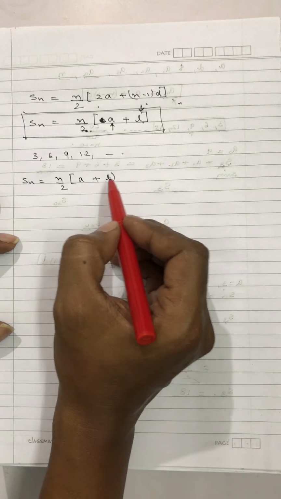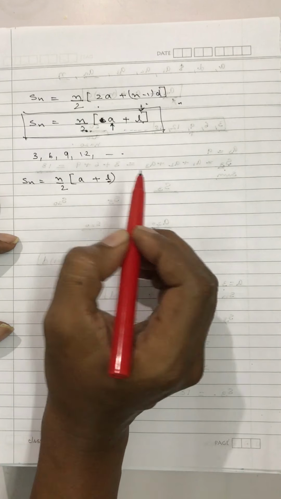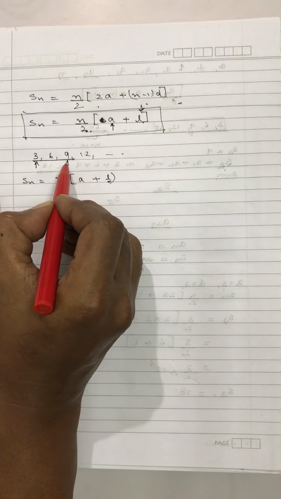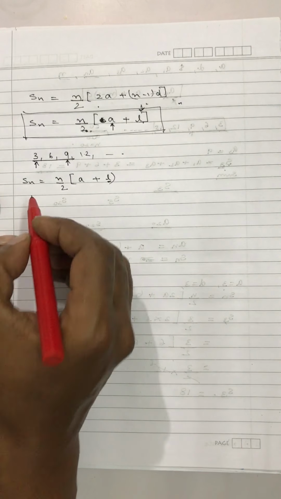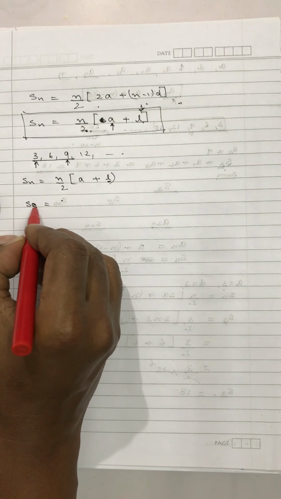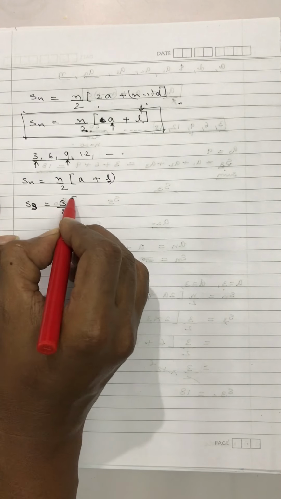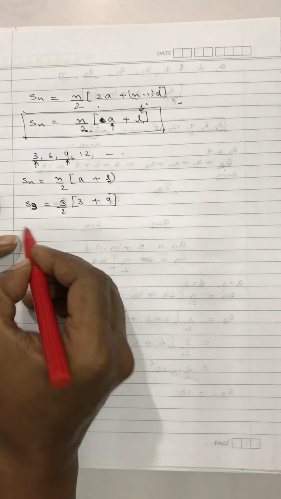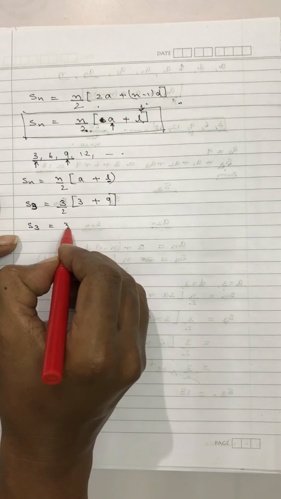But remember here, we should know the last term. So we are going to find this. We know the first term is 3 and the last term is 9. Then and only then we can use this: Sn, which is S3, is equal to 3 upon 2, A is 3, last term is 9.